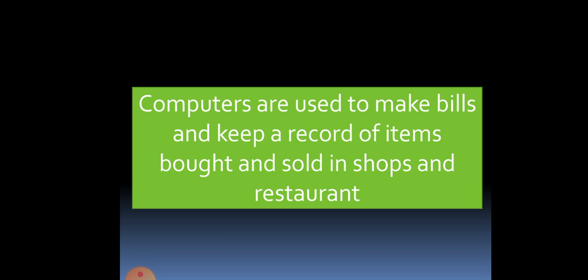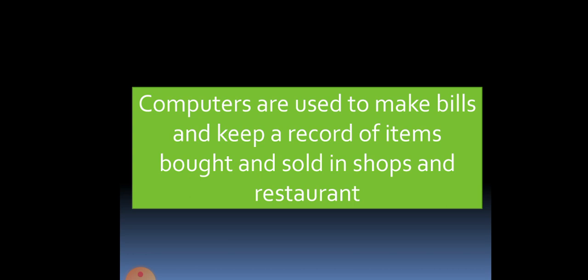If you go to a market, shops, after you purchase, you will go to the billing section. There will be a computer. They will feed in the items you purchased. So they will maintain a record of what items you bought. When you take items, the number of items they have becomes less. So from that they will calculate the number of items they have.